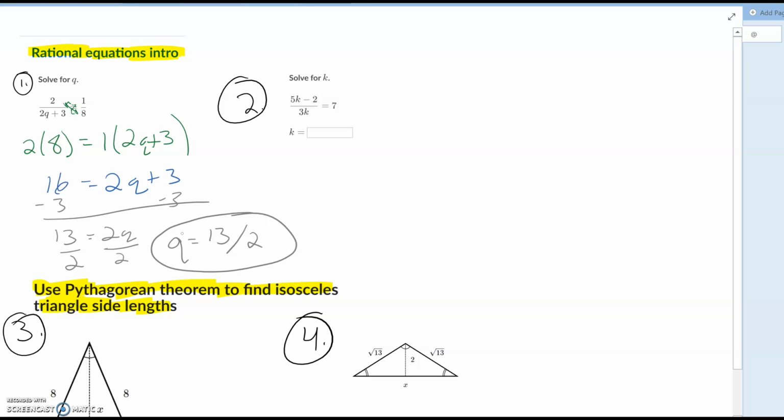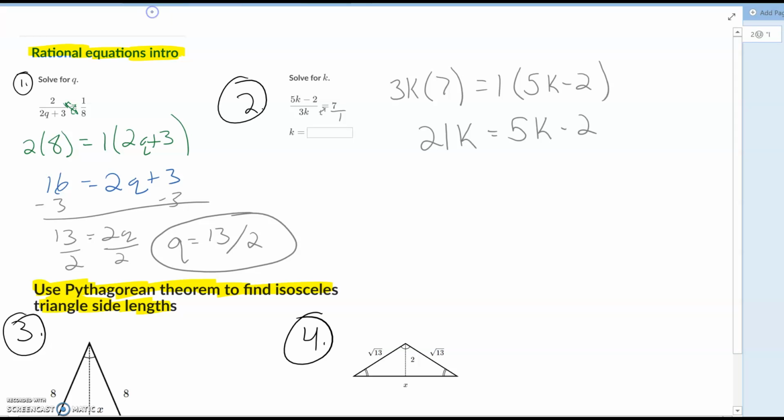You guys can pause if you want and then try the next one. The 7 you can put over 1. So when you go this way, you would have 3k times 7 equals 1 times 5k minus 2. So you'd have 21k equals 5k minus 2. Okay, then you solve from here.